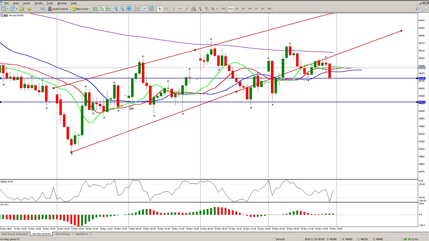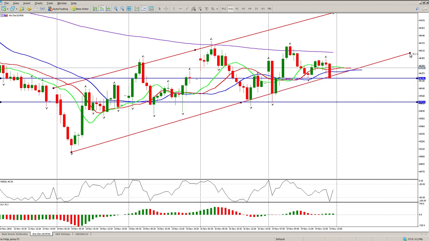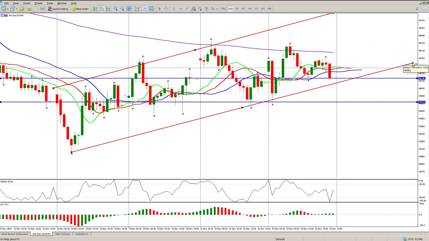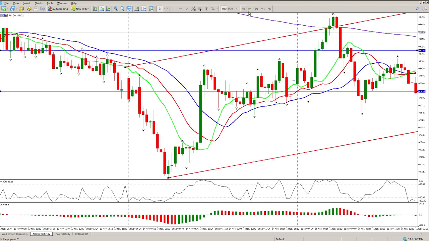So I have a feeling that this is consolidation, and the next bit of consolidation I'd like to see break is a break below this channel. Okay, so let's just check the 12 minutes and you'll see what I mean.